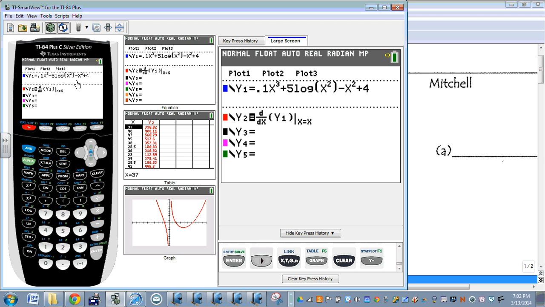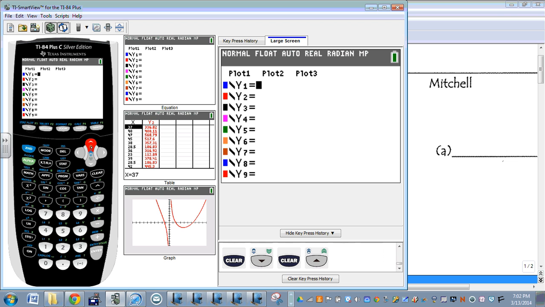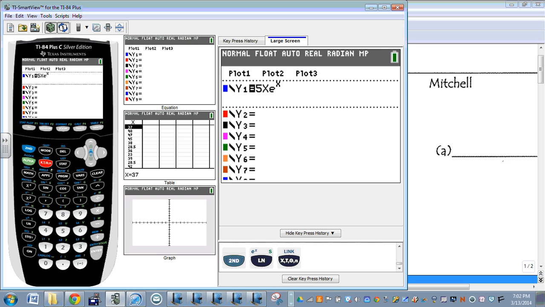What I like to do sometimes is just go ahead and put our velocity equation in for y1. Then I can just use y1 from then on out and not have to type it over and over again. And we may have to graph it and do some other things with it in these upcoming steps. So I'm just going to put this in for y1. We have 5x times e to the x times cosine of x.